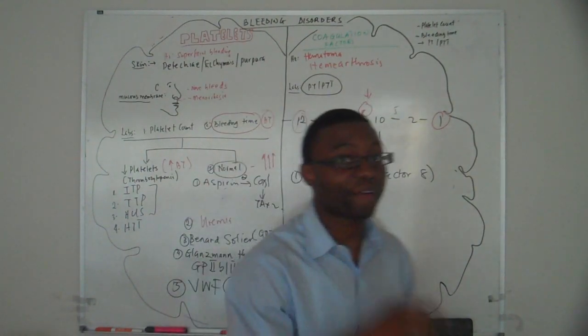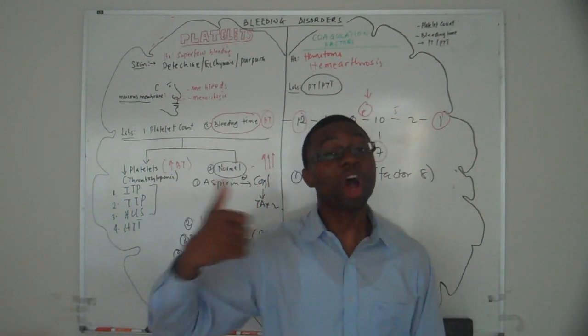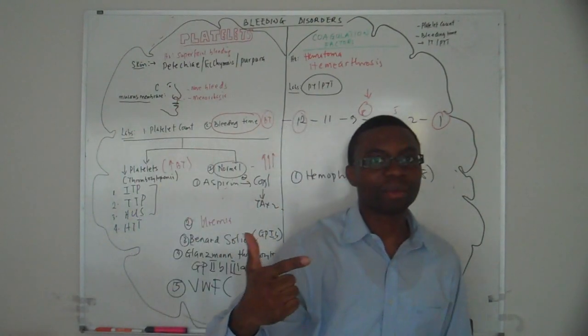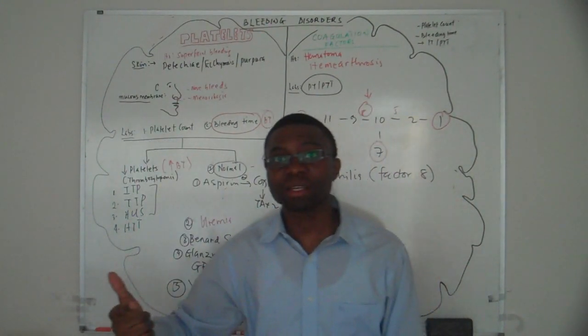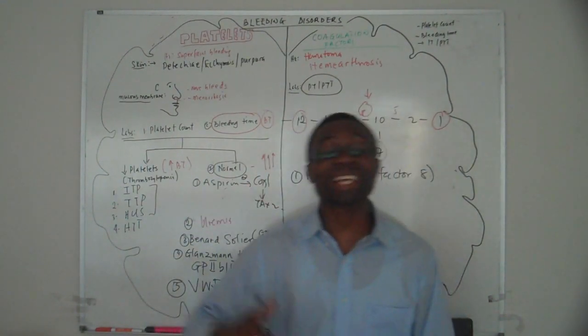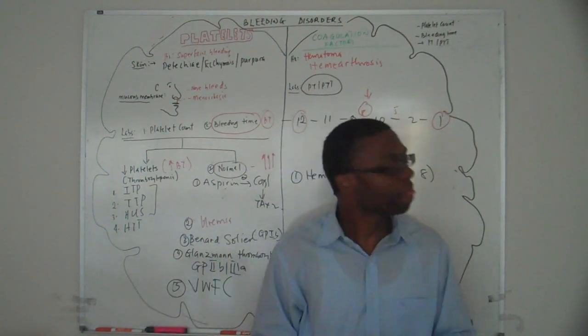So let's think about it. Factor 8 is missing. What would the platelet count be? Normal. It has nothing to do with platelets. What is the bleeding time going to be? It's going to be high a little bit. Why? Because they're not clotting well. Actually, it's going to be normal. But if you touch them, they're going to bleed.